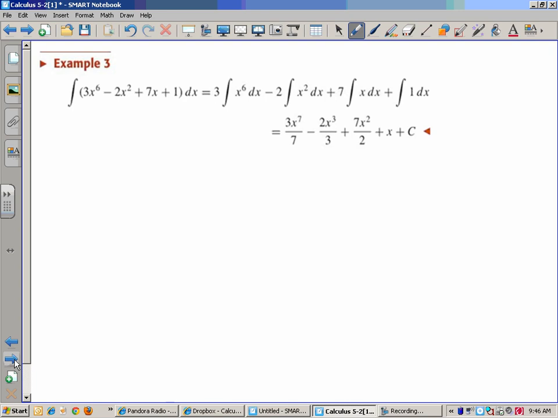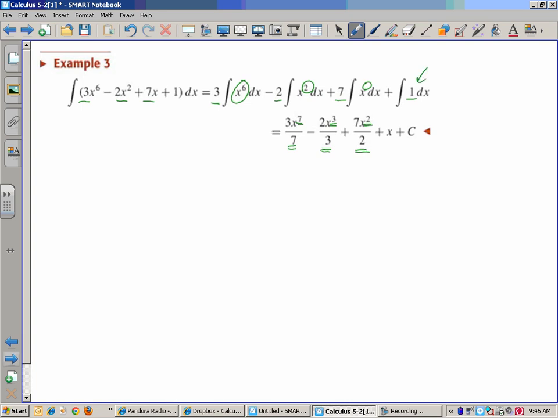Okay, so this example's actually worked for you. Notice that what was done here is the constants were pulled out every time. So the 3 is pulled out, the 2, the 7, and there you go. So now when you do your anti-derivative, you add 1 to the exponent, divide by that number. Add 1 to the exponent, divide by that number. Add 1 to that exponent, divide by that number.